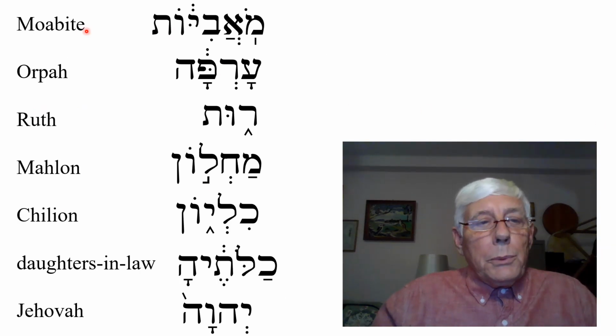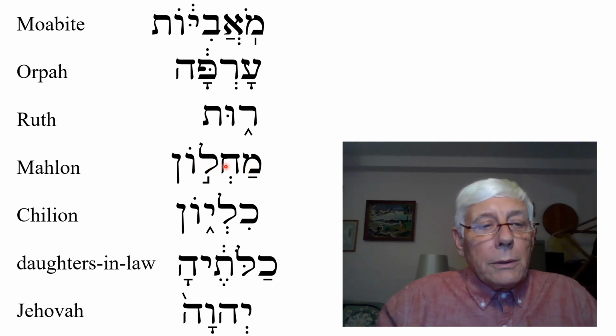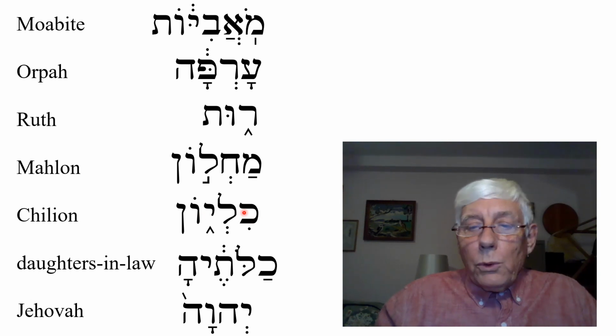So here are some of the people that are involved. The Moabites, actually it's Moabiyot. This is a plural. Orpah, this is Orpah. There's a strong P here. Ruth, and Ruth. Mahlon. Mahlon is the sickly one. This was Ruth's husband here. Kilion is the other one. That was then Orpah's husband. And Kilion, this is the one that's kind of worn out.